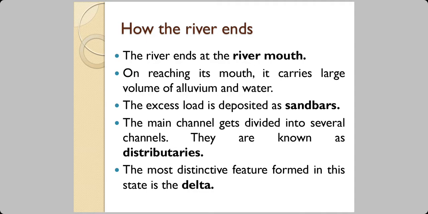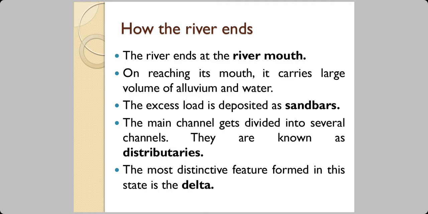The main channel gets divided into several channels. You see, these are known as distributaries. Tributaries are the rivers which join the main river, and distributaries are just the opposite. They branch out from the main river. This is the difference.